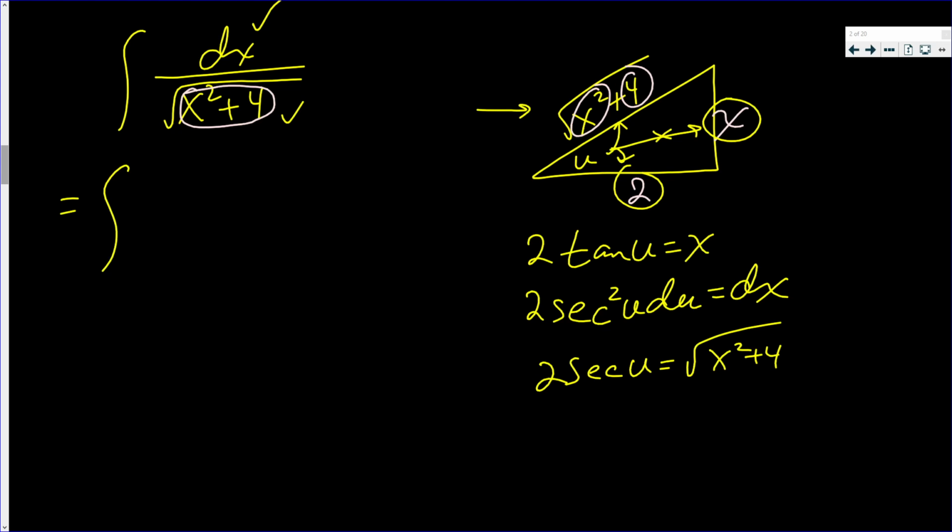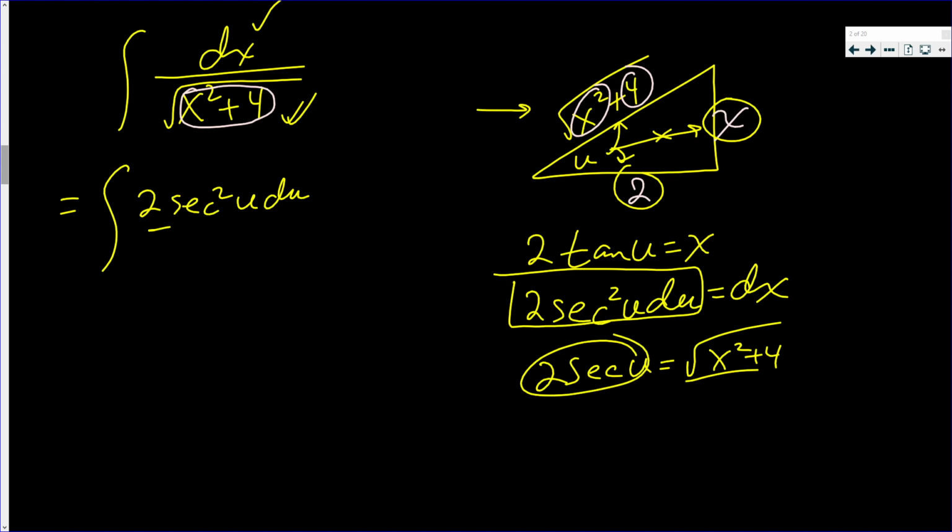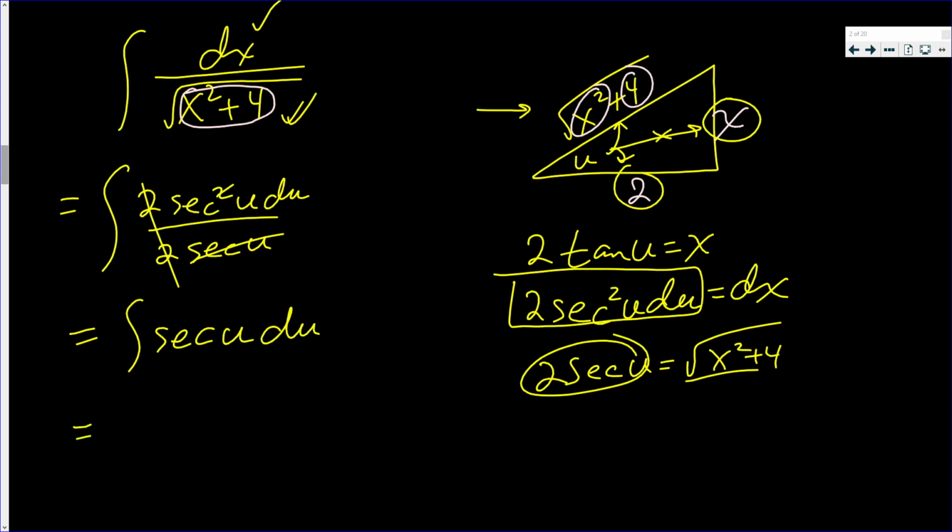Okay, so now it's routine. Just substitute back. Dx is whatever it is. Square root of x squared plus 4, it's whatever it is, 2 secant u. Okay, well the 2's cancel, 1 secant on the bottom for 1 secant on the top. And now you have the integral of secant of u.